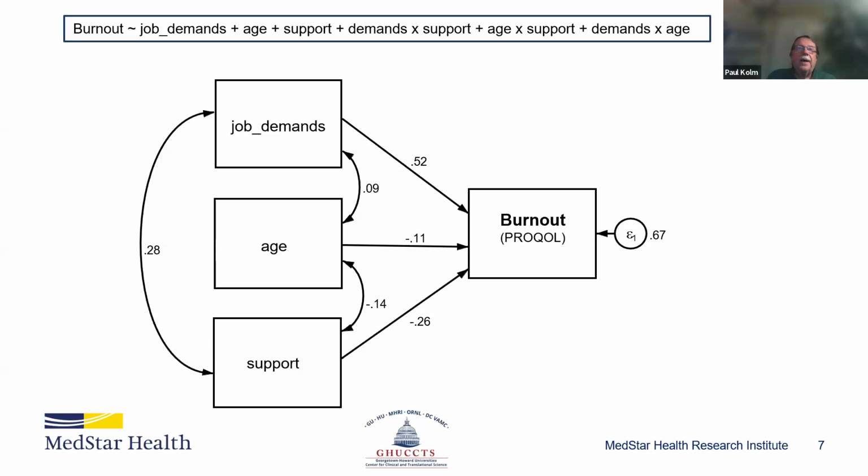And so we see here that in our model that we have a relationship here between job demands and burnout of 0.52, which means that there's a fairly strong relationship between the two, but it's moderated by the interaction with age and with support. And so this is what our model is going to look like, and we're going to then calculate some statistics that tell us how well our model fits.